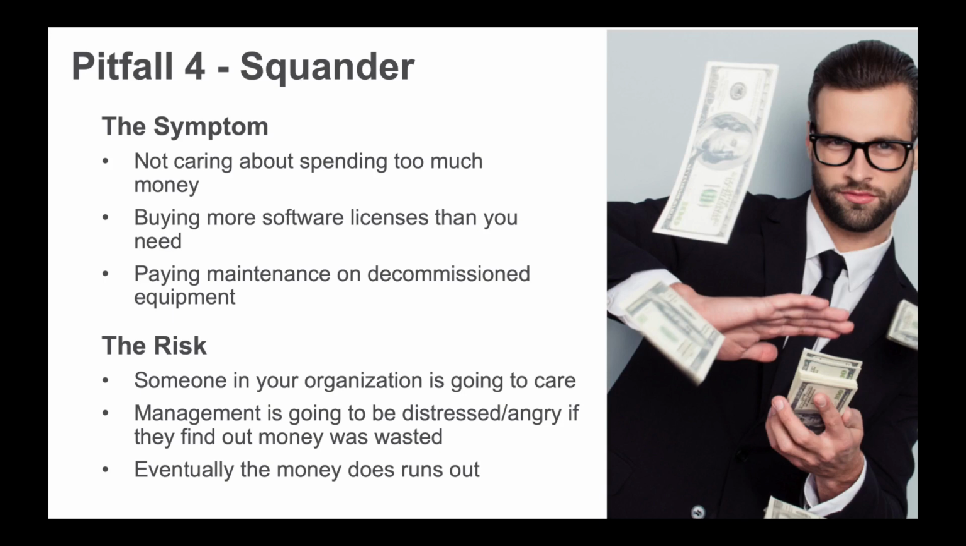So there is a risk here that someone in your organization is finally going to care and be concerned with spending more money than you need to. If management finds out, they're going to be distressed and potentially angry that money is being wasted on assets that don't need maintenance agreements, or on software that isn't being used, or too much software that's putting the organization at risk. And eventually, the money does run out. You do run out of budget. So it's best to have a good grasp of what's actually running on your network, what software and what hardware, so you're not overspending and wasting money that you could use somewhere else within your organization in a more effective fashion.